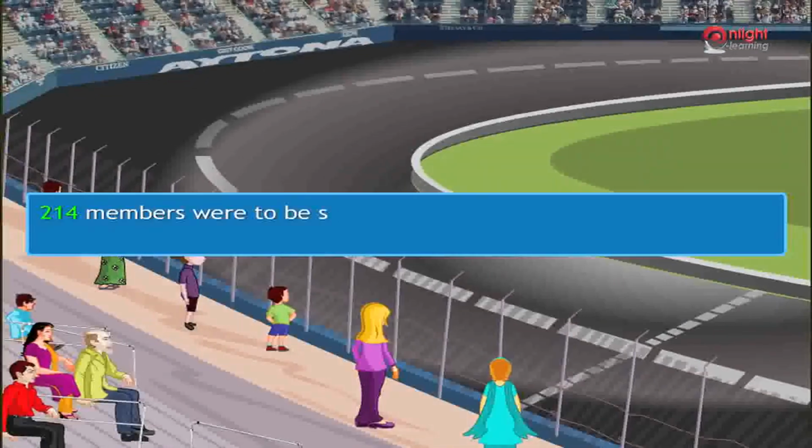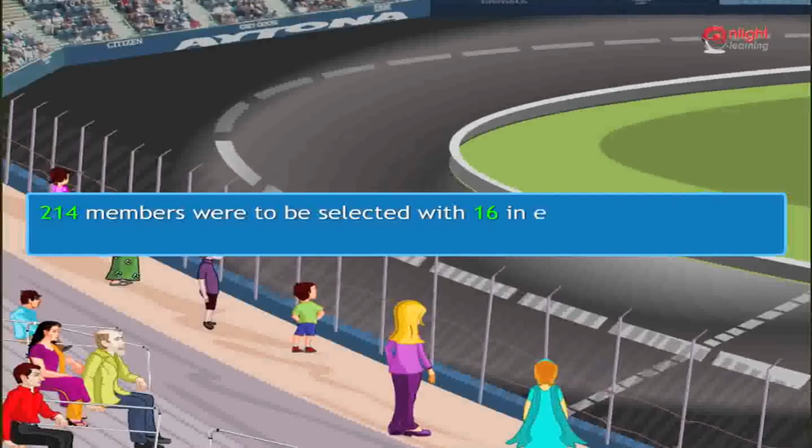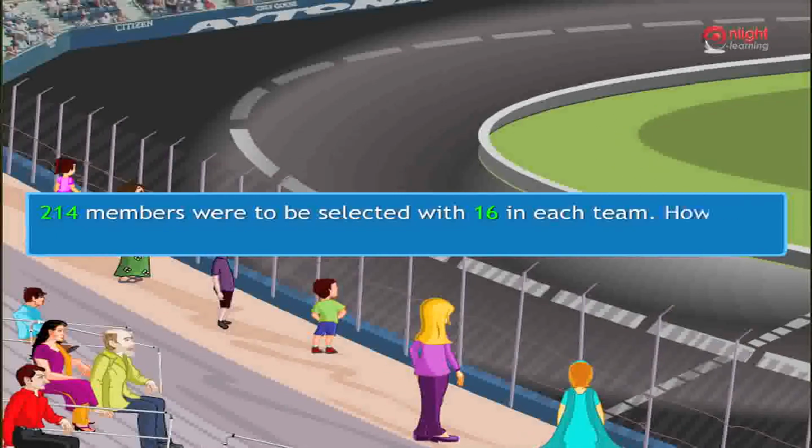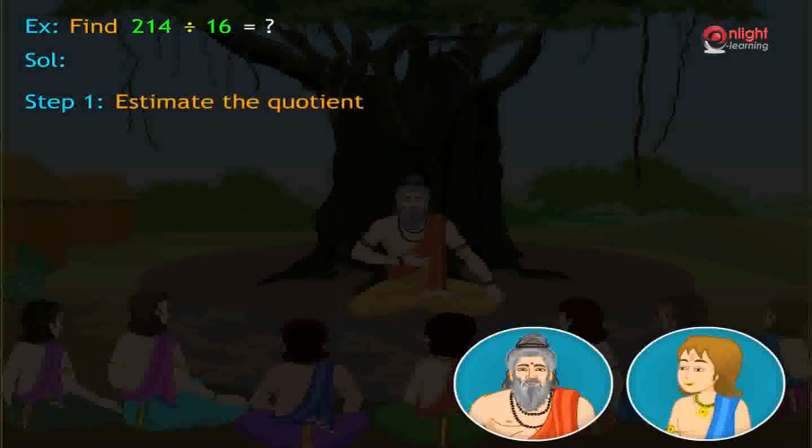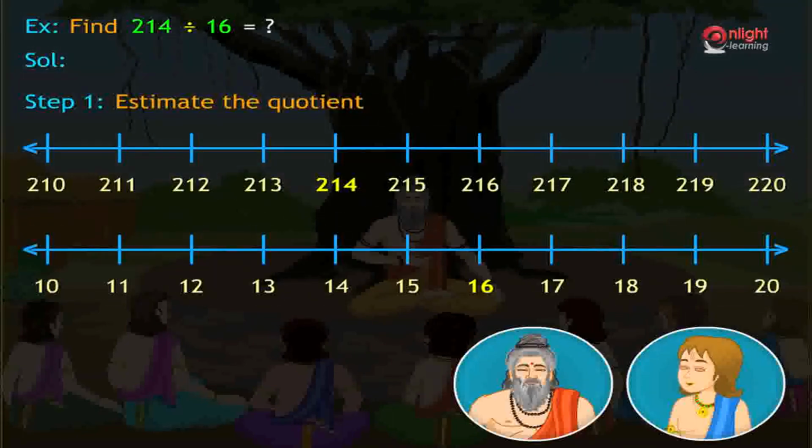214 members were to be selected with 16 in each team. How many teams were made and how many were left? To find the number of teams, we have to divide 214 by 16. What is the first step? We have to estimate the quotient. So we round off the dividend and the divisor to the nearest 10. To which number is 214 closer?